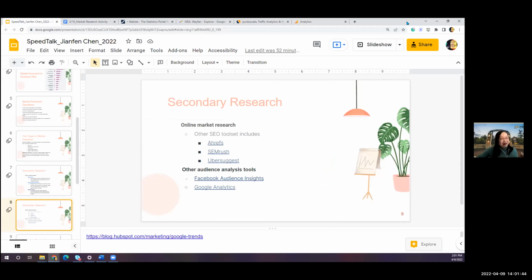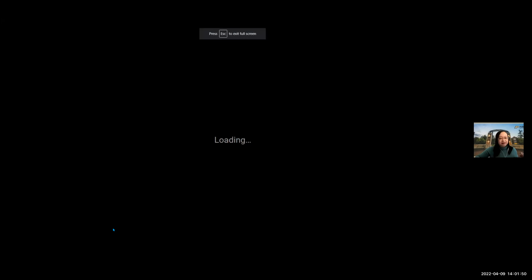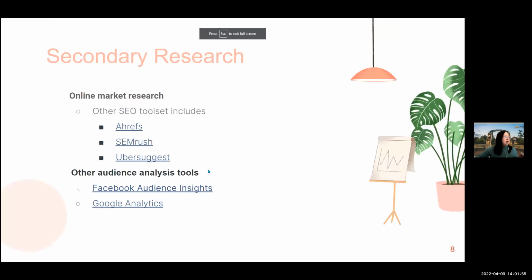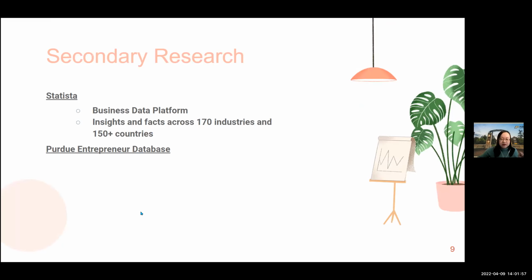Okay, I'm getting back to this slide again. In addition to these intuitive online data analytics tools, some databases are also very helpful for students to gain an insight or an overall picture of their industry or target markets as well.